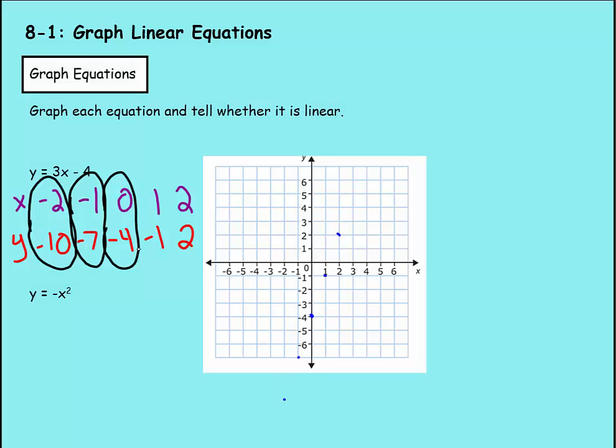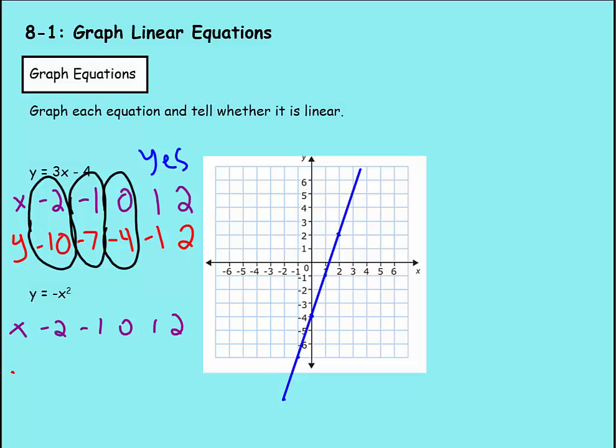If you notice here, all these points that came from this equation follow a nice perfect straight line. And I can even graph that straight line by connecting all the dots and having it go through. This tells me that it is a linear equation because all the solutions go on a line. So we're going to say yes to it being linear. Now we have y equals -x squared. So I can plug these numbers in for x: -2, -1, 0, 1, and 2. I could do different numbers if I wanted to. I just choose these 5 because they're the simplest for me.